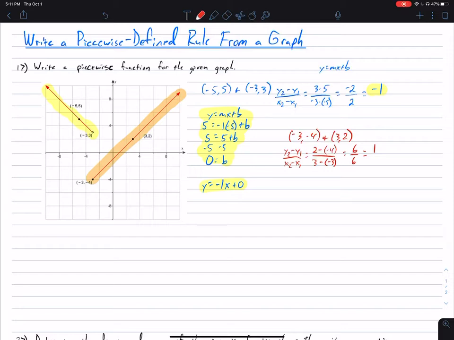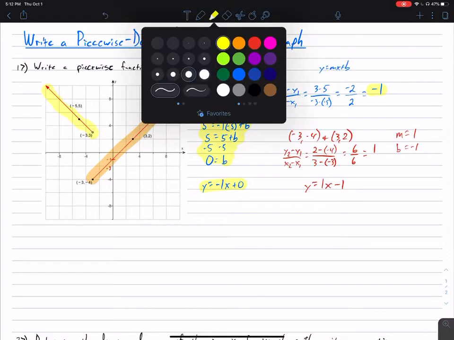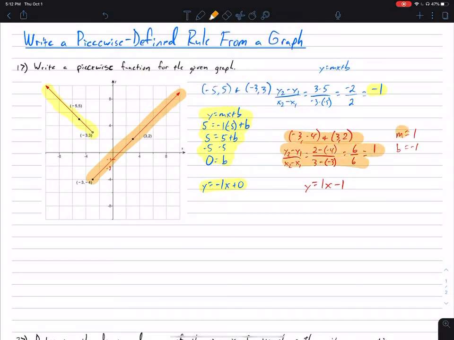We do see where the y-intercept is, so we could calculate it the exact same way we did the other one, but I'm going to take a shortcut here. We know that this is negative 2 here, so this is going to be negative 1. So my b value is negative 1, and my m is 1. My equation is going to be y equals 1x, or just x, minus 1. That's the work for our second part.